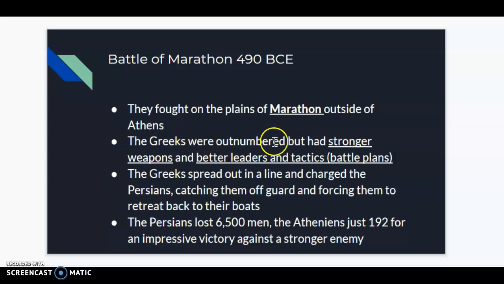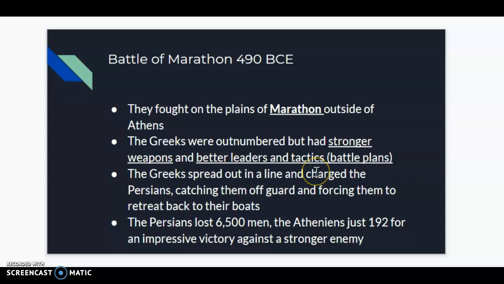Okay, so the Greeks were outnumbered, but they had a few things going their way. They had stronger weapons, and they had better leaders with better tactics. Tactics are really your battle plans, how you intend on taking the field and fighting, especially against a larger group than you have by several thousand men. So the Greeks' battle plan is to spread out in one straight line, which is not how you generally fight in ancient war.